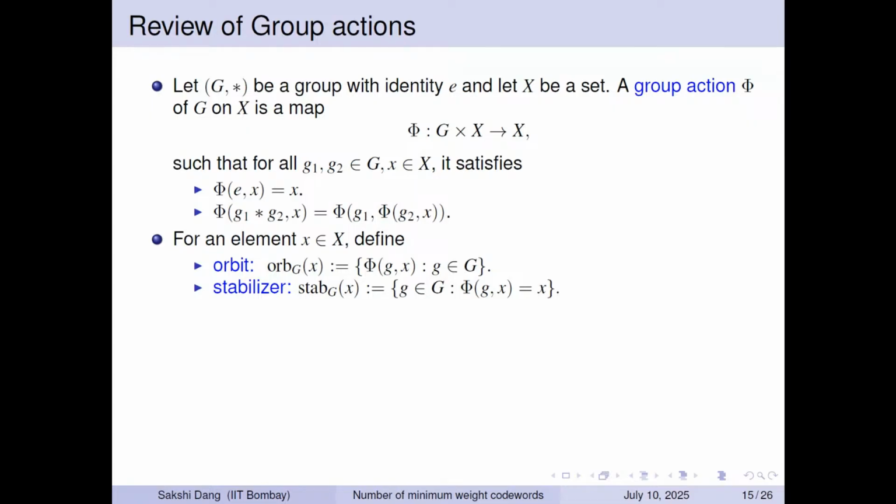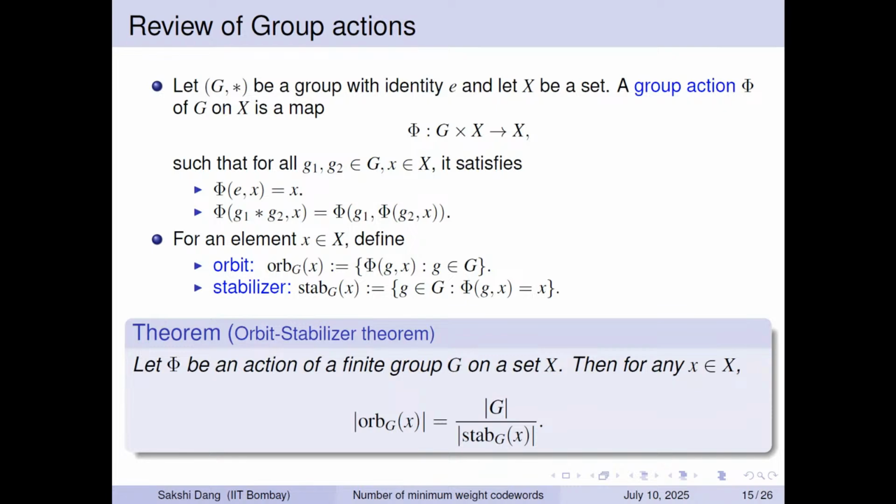So let's recall what a group action is. We start with a group G and a set X. A group action is a mapping from G cross X to X which satisfies these properties. For an element x in X, the orbit is given by all possible images of x under this group action, and the stabilizer is all those elements in the group G which fix the element x. And there is this nice relation between the size of the orbit and the stabilizer, which is given by the orbit-stabilizer theorem.